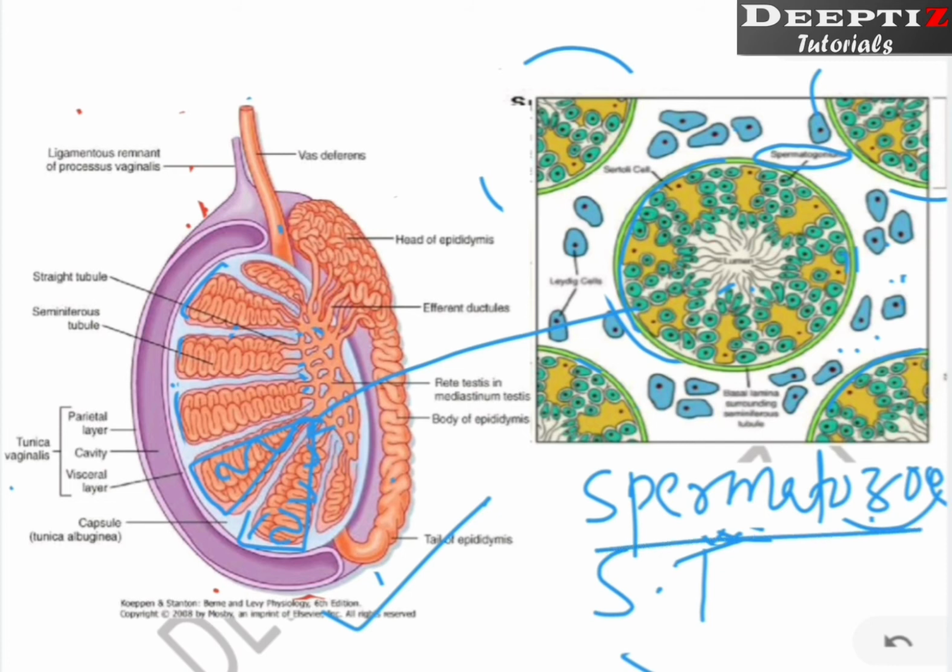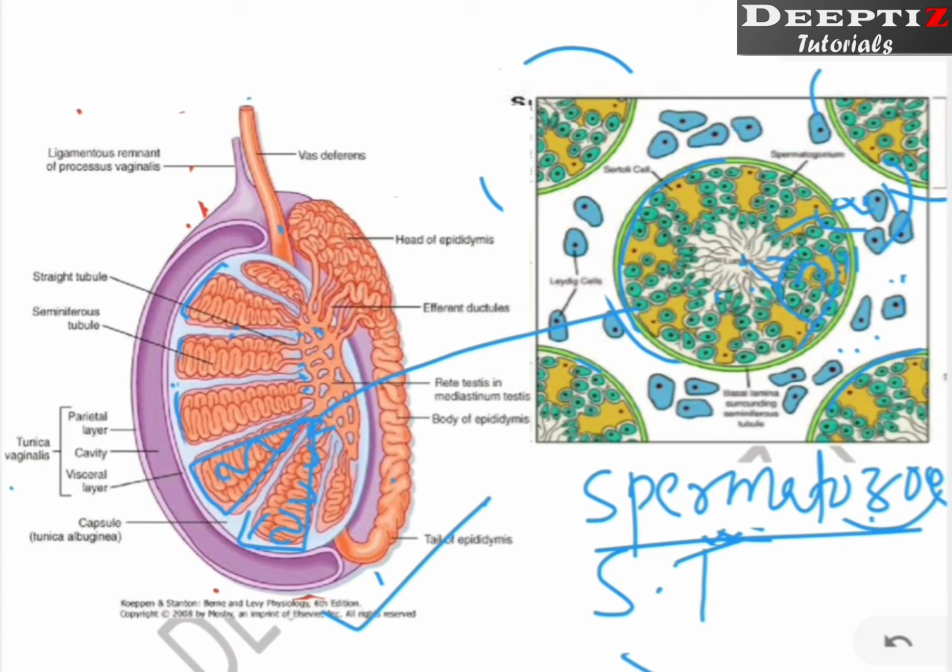So spermatozoa is equal to sperm cell. Sperm cell is one, spermatozoa is one, but sperms means more than one. Spermatogonia, which is a diploid cell, undergoes meiosis to produce so many sperms, right? So all these sperms are going to be haploid in nature.